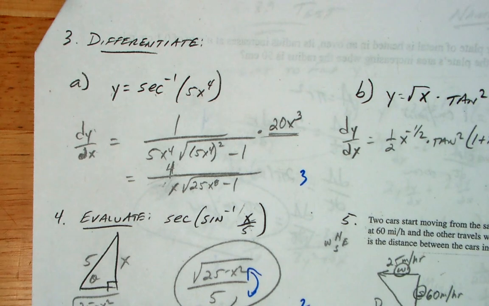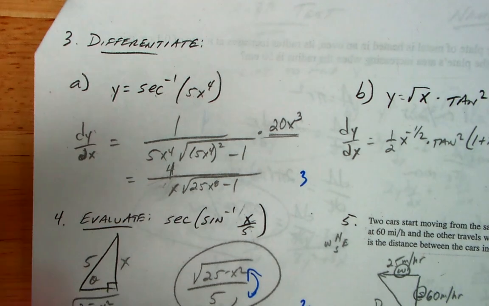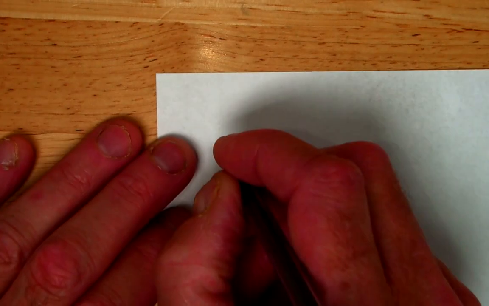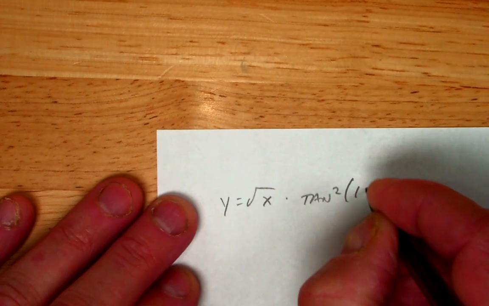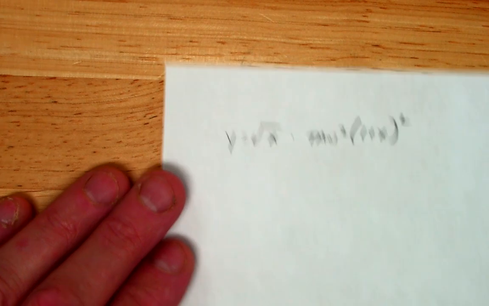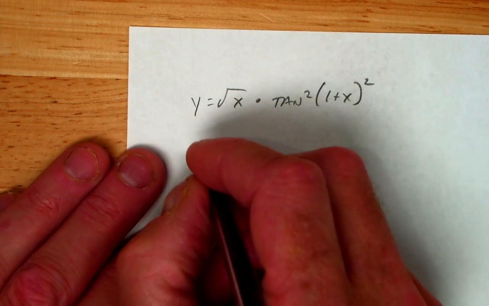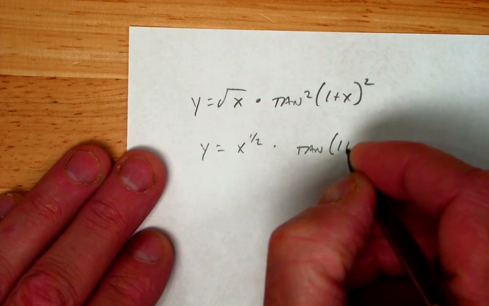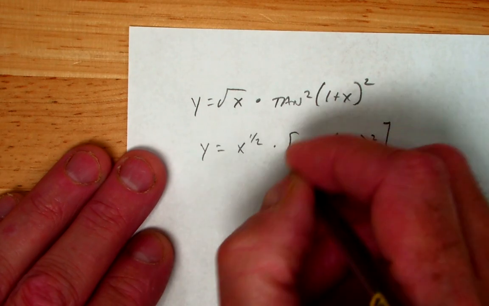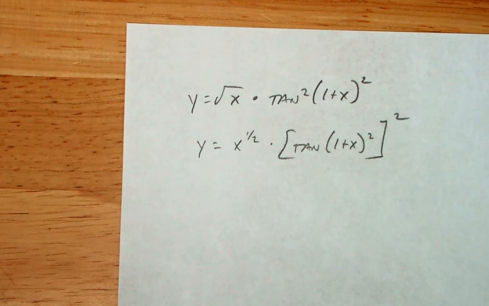Now B I'm going to do on a different sheet of paper, because I wish I would have had just a little bit more room to do that. Okay. Definitely a product rule situation. So I'm going to rewrite it so it's a little bit more user-friendly. Okay. Set it up so your eyes can see the layers. Okay.